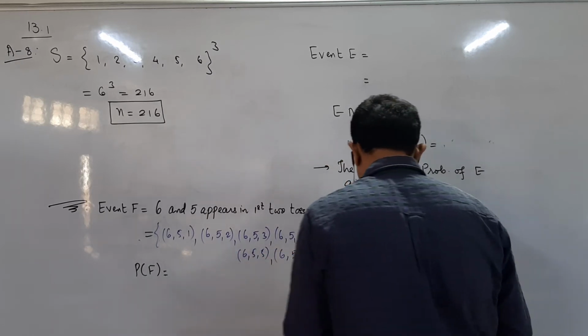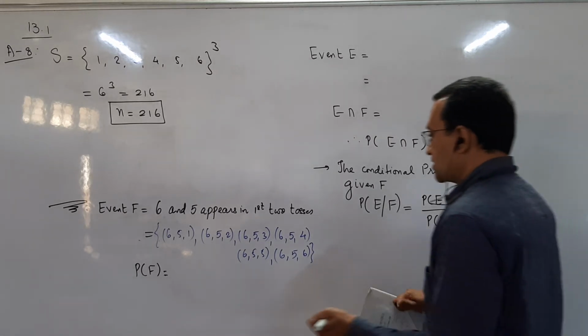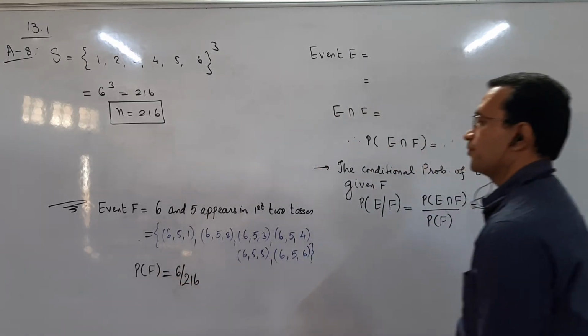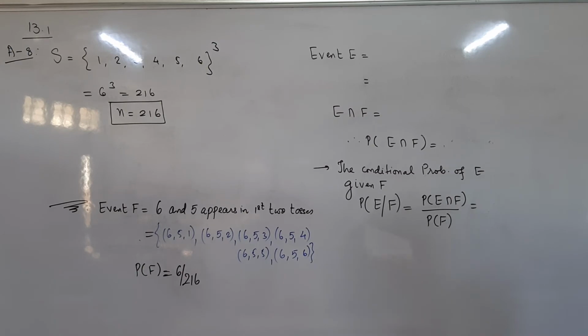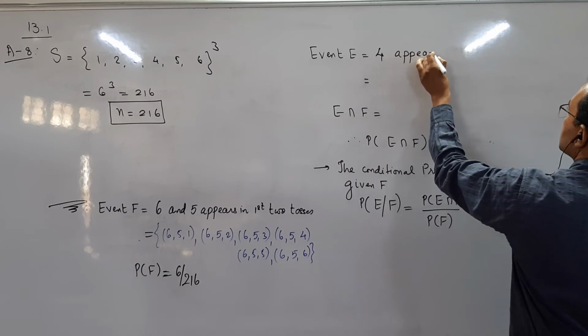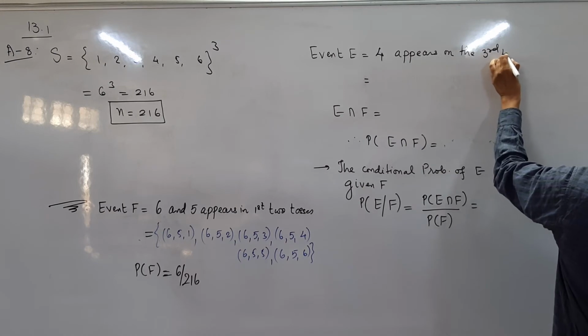That is why, students, I have written this in slightly different ink. Because we are not leaving the dice after tossing it twice. Students, the dice is tossed 3 times. So corresponding to 6 and 5 in the first 2 tosses, in the third toss I can have any of the 6 integers. So this probability is 6 by 216. Then integer 4 appears on the third toss.